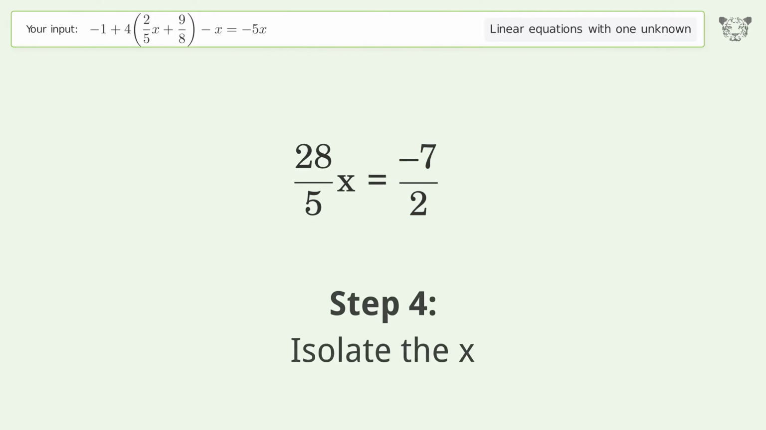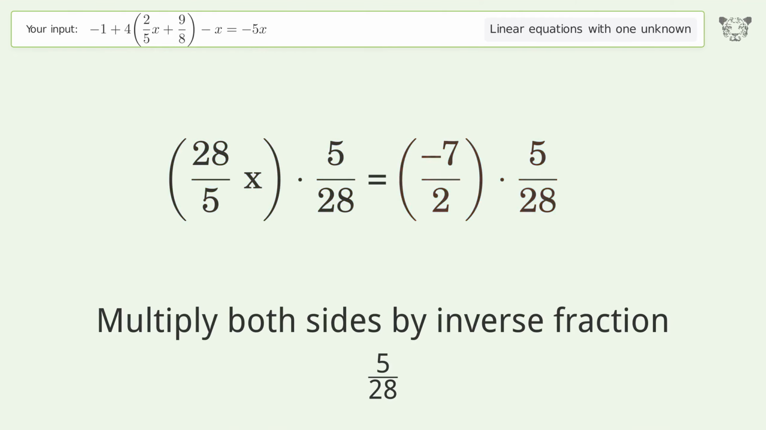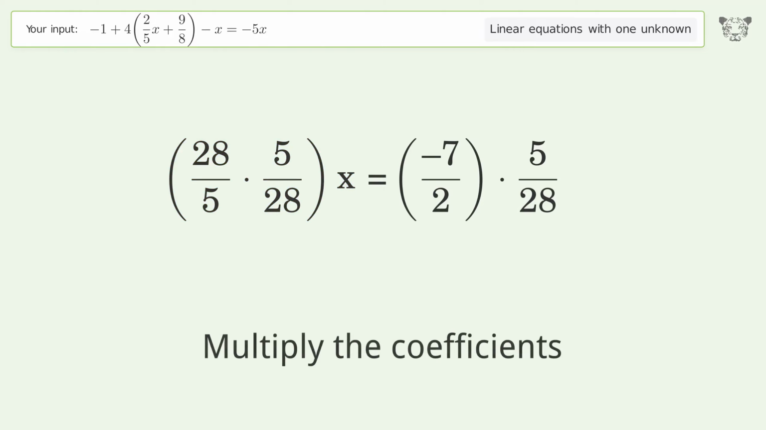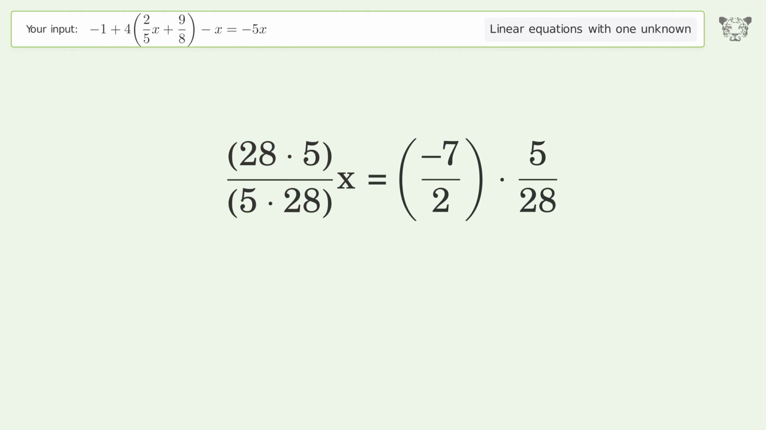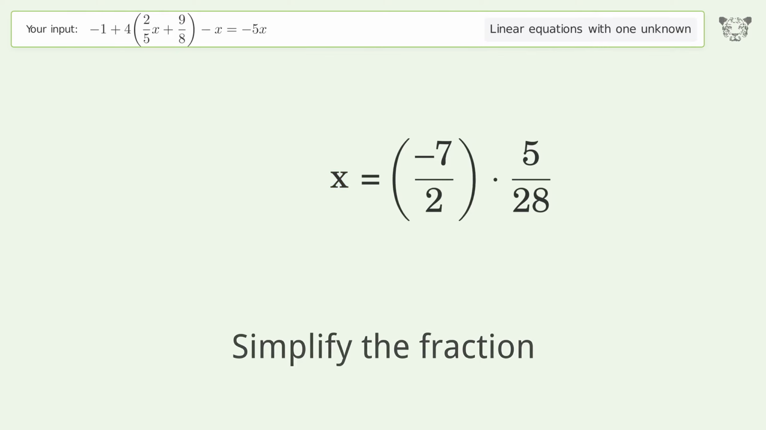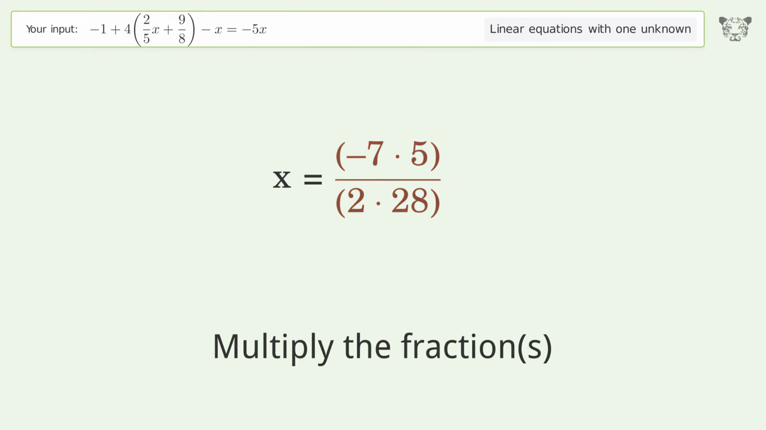Isolate the x. Multiply both sides by inverse fraction 5/28. Group like terms. Multiply the coefficients. Simplify the fraction. Multiply the fractions. Simplify the arithmetic.